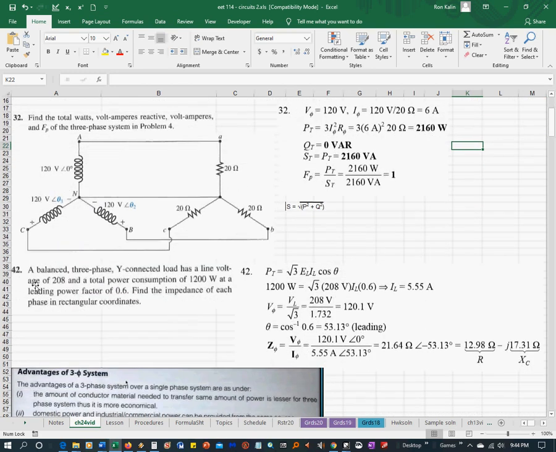Problem 42. A balanced three-phase Y-connected load has a line voltage of 208 and a power consumption of 1200 watts, leading power factor of 0.6. Find the impedance of each phase.